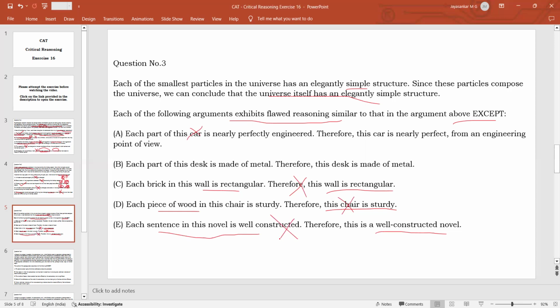So all the options except B are talking about the way or the method in which you combine the particles to form a whole thing. Whereas in this case, it is talking about the material which is used in the particles and the material that is used in the whole thing. So if a whole thing is made up of particles which are of some material, then the whole thing will be of that material. So this does not have that flaw. All others have that particular mistake. So that is why option B will be your answer.